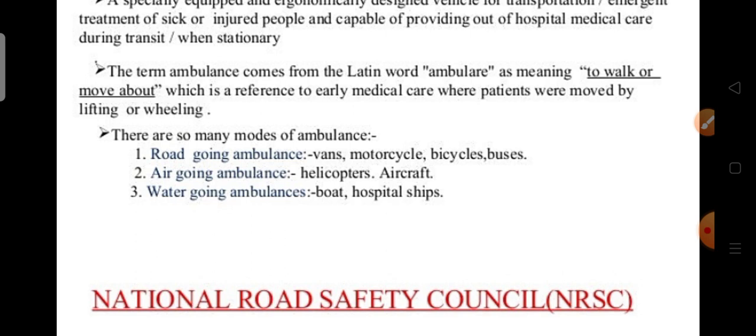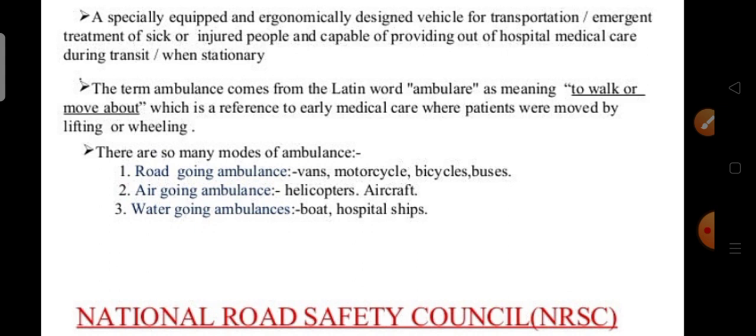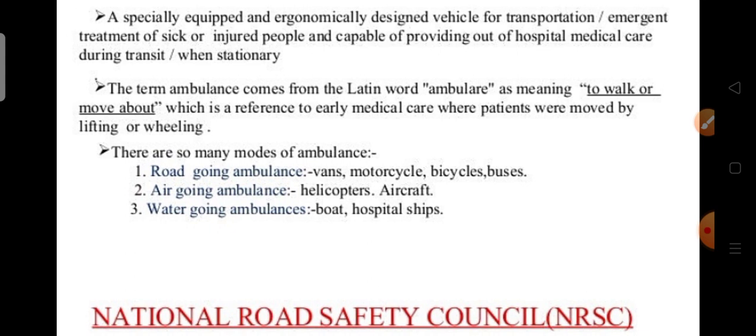We know very well only the hospital ambulances that go on the road, but different types of ambulances are also available. Air going ambulances are for emergencies in the airway. Water means like a boat or a ship that travels on the water, and they may have such facilities. The word ambulance comes from the Latin word ambulate, meaning to walk or move about.